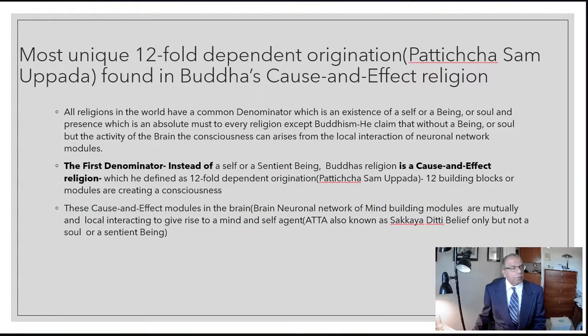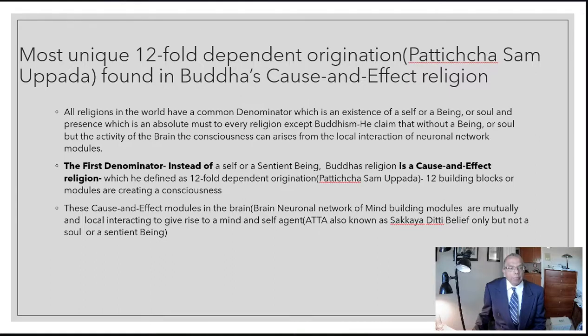First, we must understand the most unique 12-fold dependent origination or the Paticca Samuppada, which is found in Buddha's teaching, which is very unique to Buddha's religion. Going further, we must understand all religions in the world have a common denominator, which is an existence of a self or a sentient being or a soul, which becomes the absolute must in all religion except Buddhism.